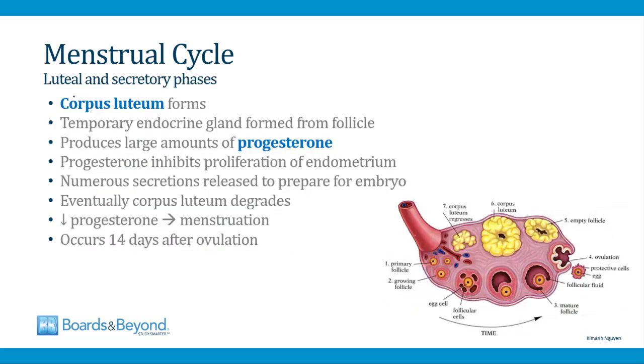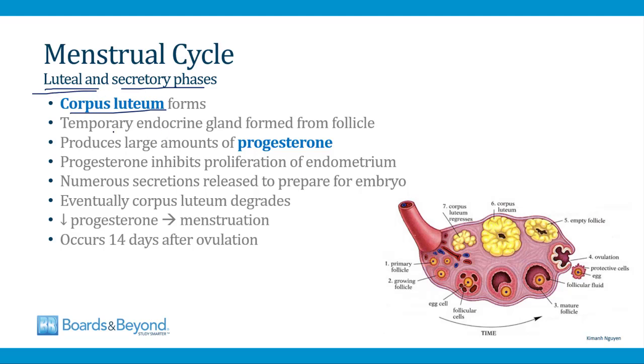So then after ovulation, we enter the luteal phase of the ovaries, where the corpus luteum is making progesterone, and the secretory phase of the endometrium. As I said a few slides ago, the corpus luteum forms in the second half of the menstrual cycle. That's why it's called the luteal phase.